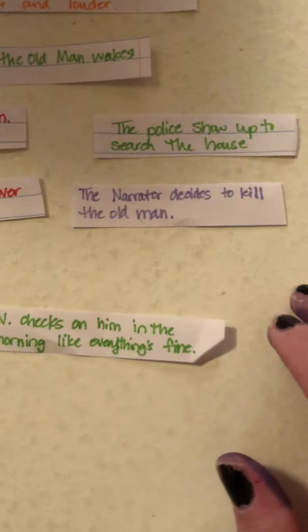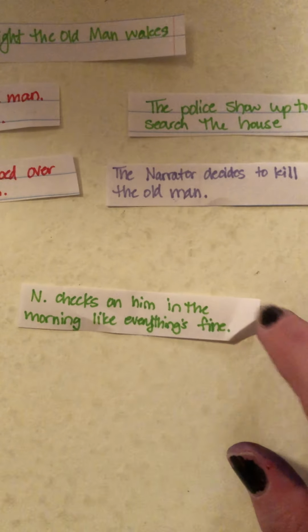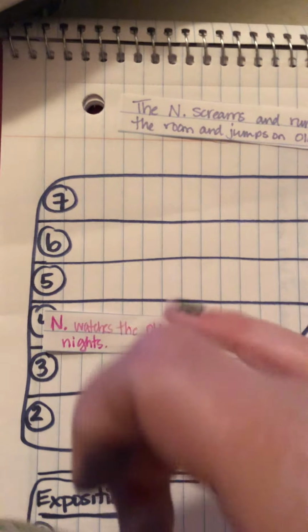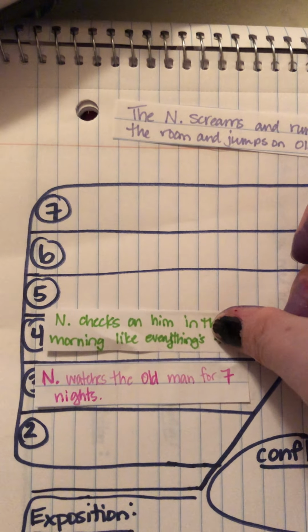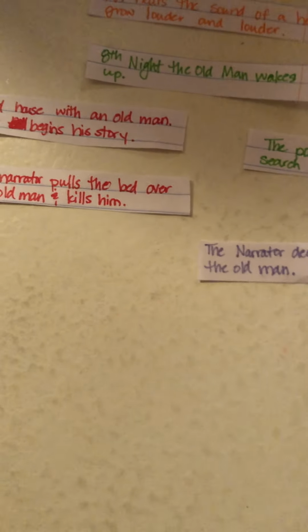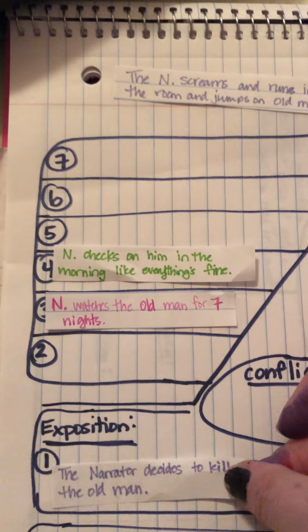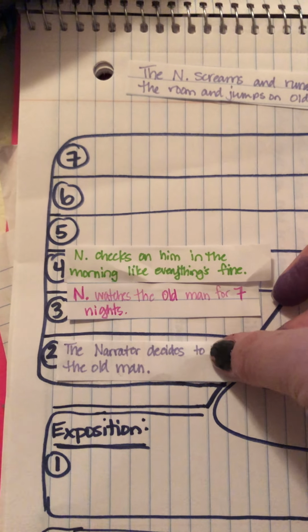All right. Then we have the narrator checks on him in the morning like everything's fine. All right. So that'd be over here somewhere. Narrator watches the old man 7 nights. Yeah. He goes into him in the morning, so that's probably right there. All right, the narrator decides to kill the old man. That's one of the first things. He has to do that first before anything else. So that could be exposition or it could be the first rise in action event. I'm going to put it right here until we know.